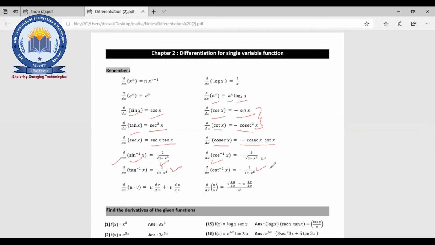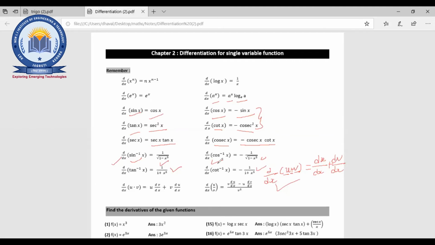Now, another one, which isn't written here I think, is the sum rule, right? That means you have d by dx of u plus v. So what should the answer be? It should be du by dx plus dv by dx. That means you can do a separate differentiation of both the things. Here it may be minus also, right? So the sum or subtraction rule, u plus or minus v.